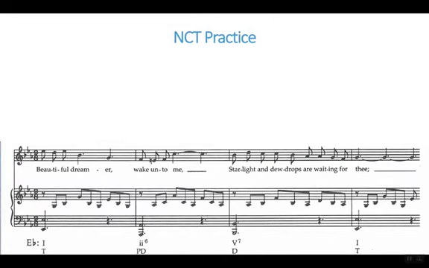Accented passing tone. Okay. You ready for more practice? If you want, you can pause the video. But I don't have a recording of it. Well, I'm just going to have to sing it for you.